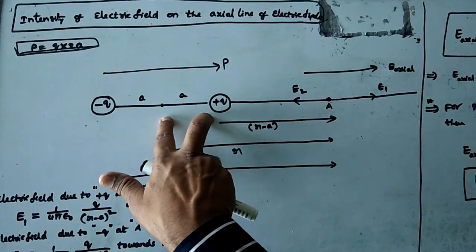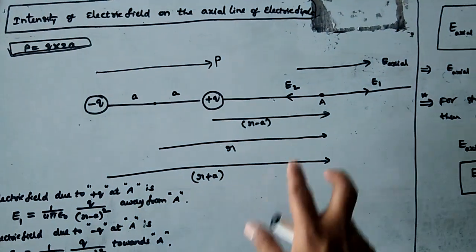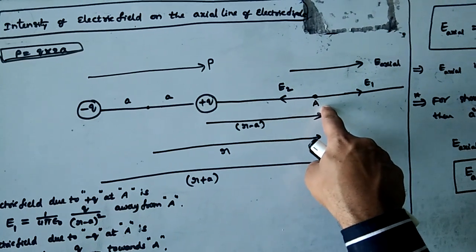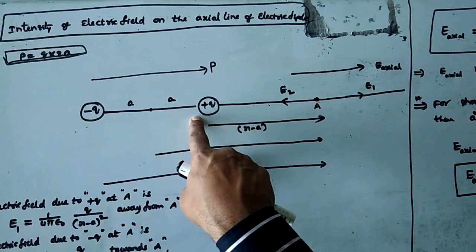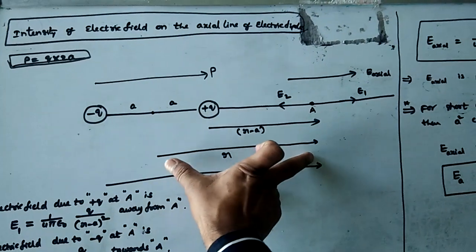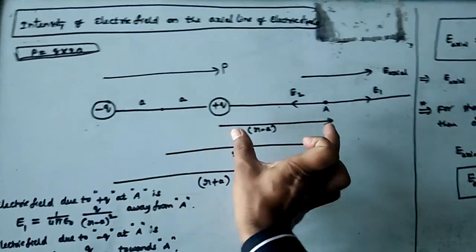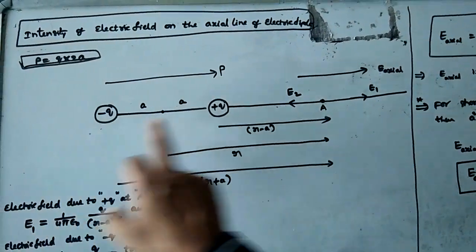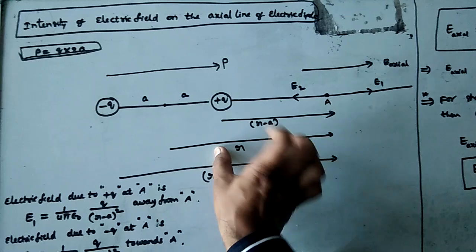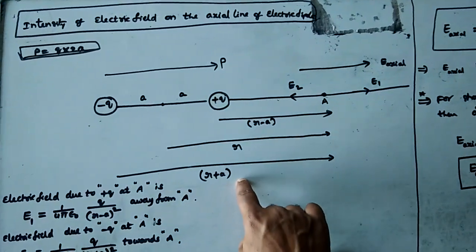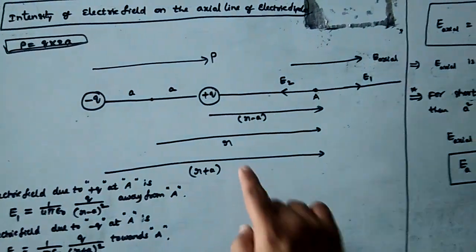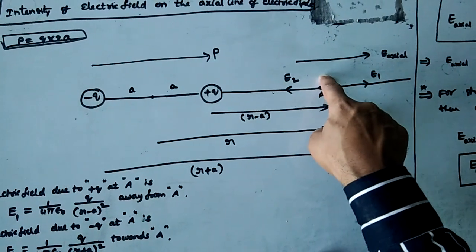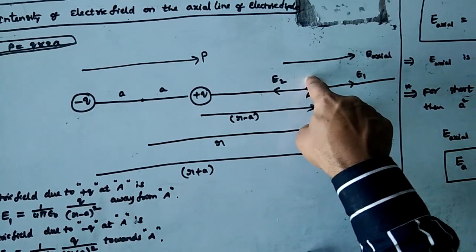Now this is capital A, this is small a. What is the distance of this point A from plus Q? The total is R, the small value is a, so the remaining is R minus a. What about the distance of minus Q from A? This is R, plus the extra a, so the total is R plus a. Now, at this point, I want to find the electric field.